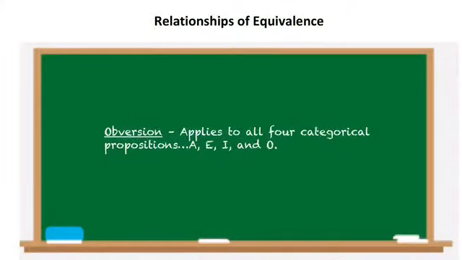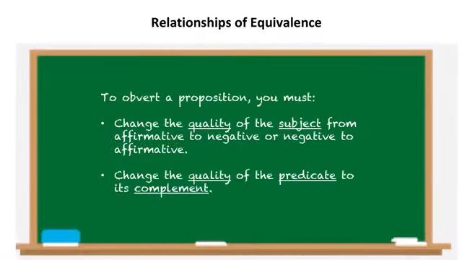So let's start with reviewing that relationship of obversion. As you recall, obversion applies to all four categorical propositions: A, E, I, and O. And you should remember that to obvert a proposition, you must do two things. You have to change the quality of the subject, either from affirmative to negative or negative to affirmative, and you have to change the quality of the predicate to its complement.